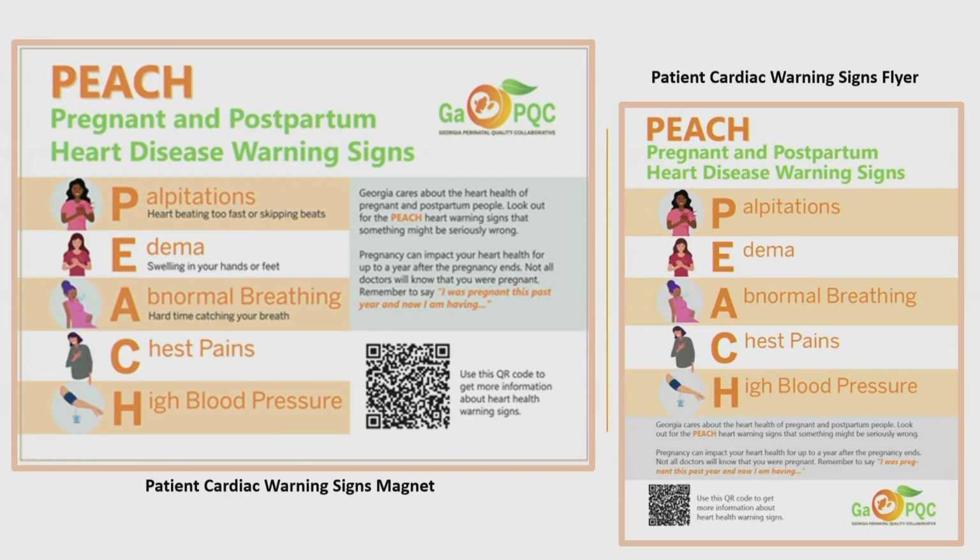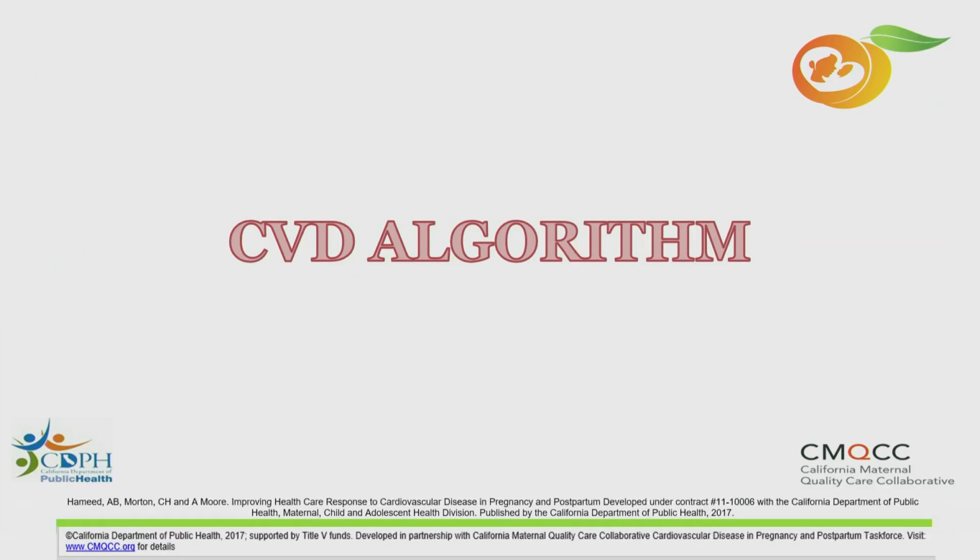Again, you guys know about the peach cards. These are available in Spanish as well now. They're available as a refrigerator magnet and as a card, so you can do that. You guys should have the paper algorithms. So you have the badge buddies, the paper algorithm with the laminated cards, and you guys should all have dry erase markers, right? So we're going to go through some cases to help you practice using this.